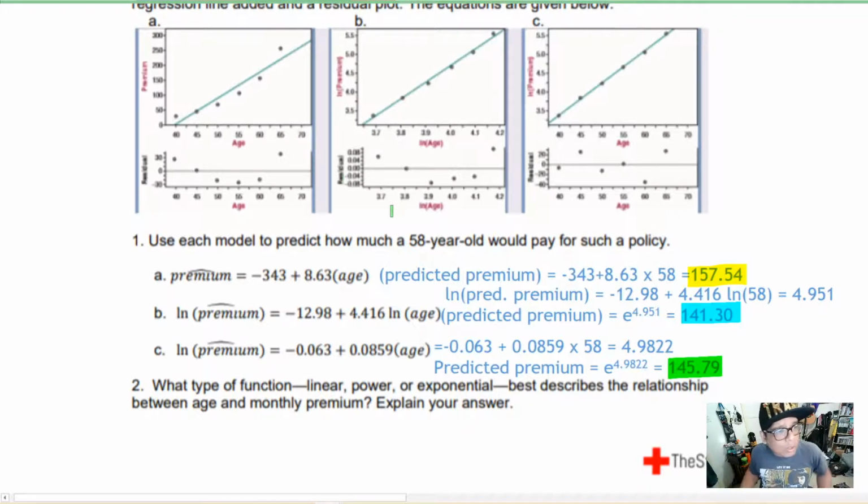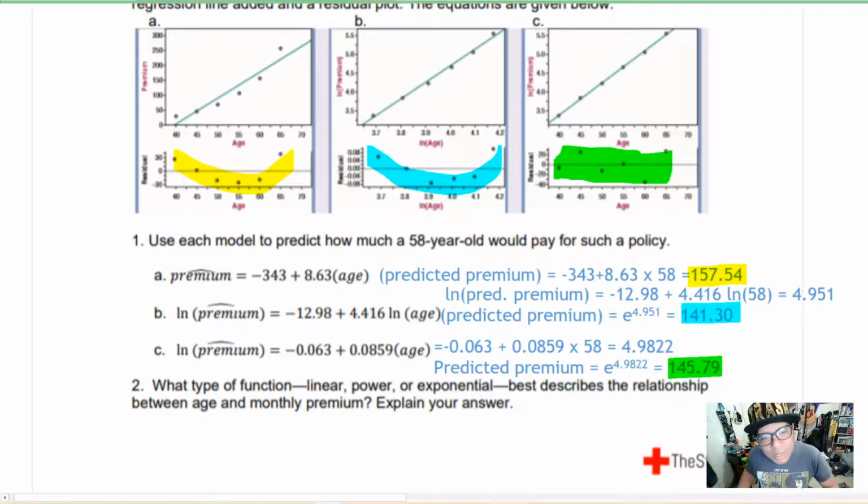Well, take a look at the residual plots. For the original linear model, this residual plot has a curved pattern to it. And then for the second one that we did, which would be the natural log of premium versus natural log of age, this is the power model. The power model also has a curve to it. And then the last one, the exponential model, yeah, there's not really a curve here. We have positive and negative residuals all up and down the length of our data.